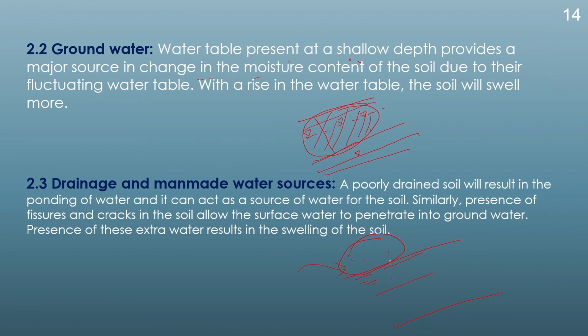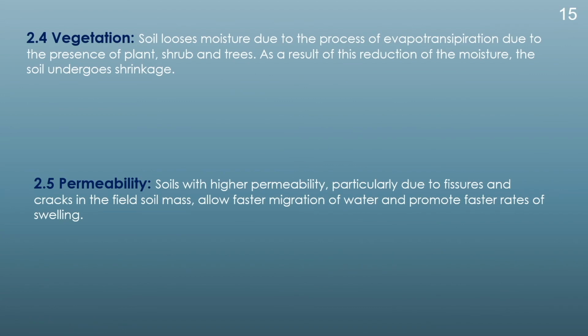And if fissures or cracks exist, then this water can migrate and that will change the water content of the soil. As a result of the change in the water content, the soil will swell. So, therefore, if the drainage condition is not good, then in that case the swelling of the soil will also be more. Next is the vegetation.